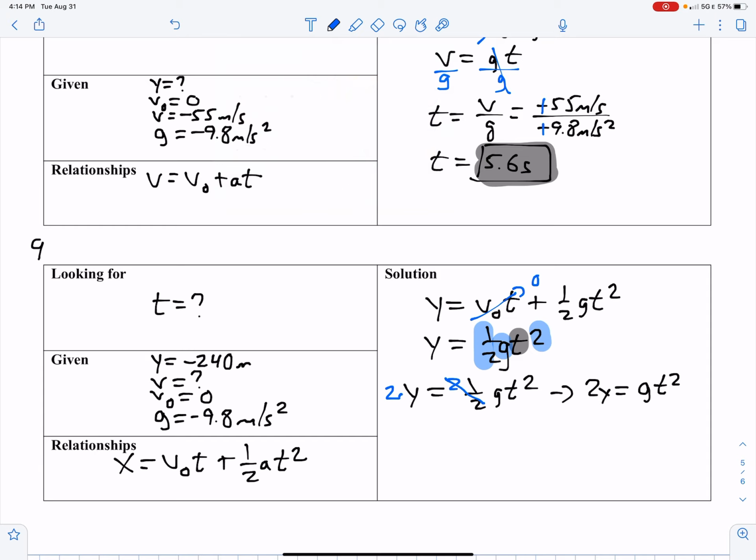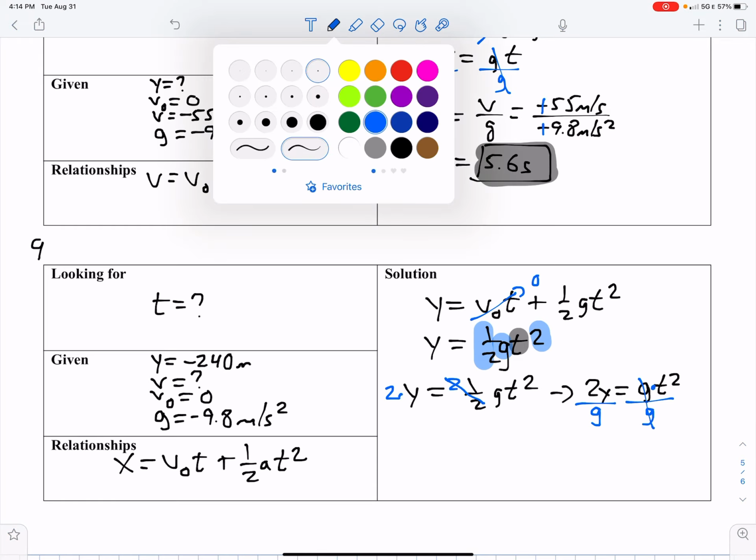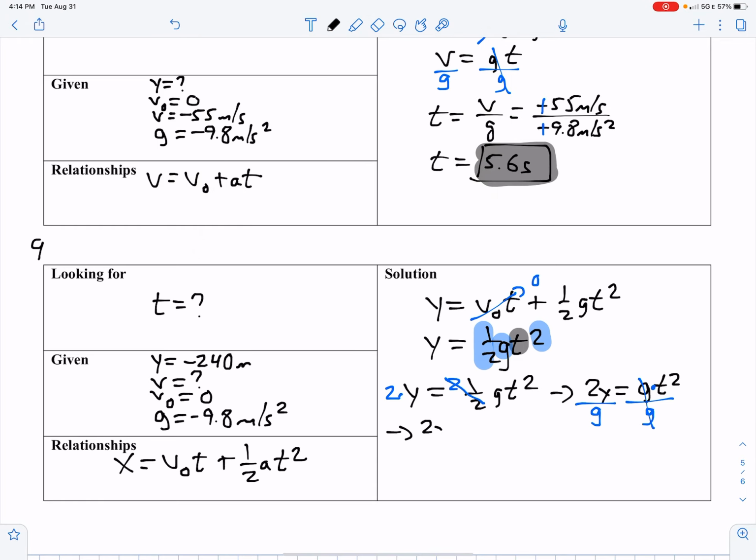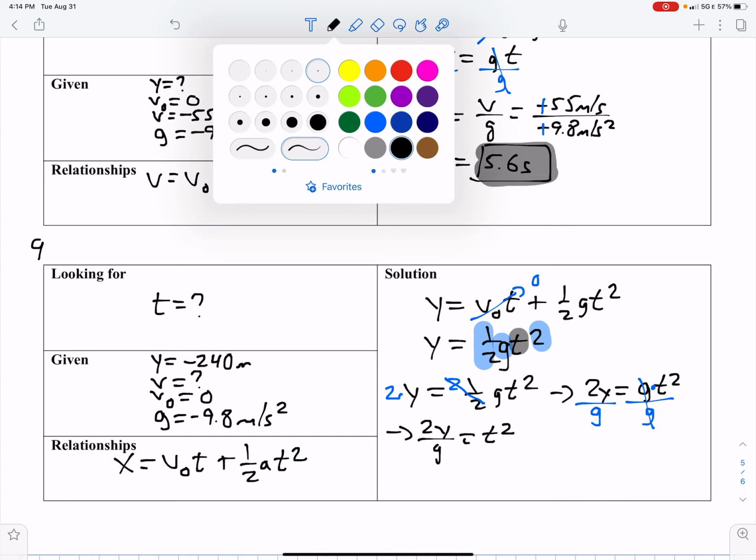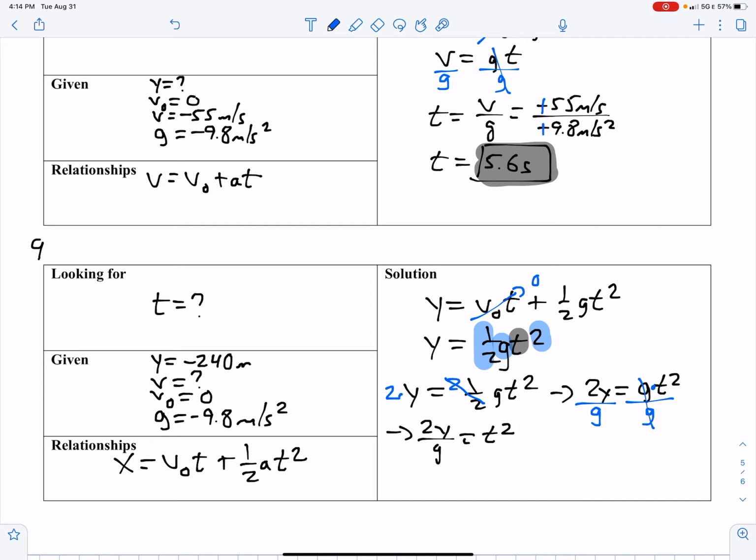Next step is to get rid of the g. Since g is being multiplied times t squared, we're going to divide both sides by g and get t squared by itself. So far we have 2y over g equals t squared. The last step is to get rid of the square. Well, the opposite of a square is a square root. So we're going to take the square root of both sides, and now we're ready to plug in our numbers. It's going to be 2 times negative 240 over negative 9.8.